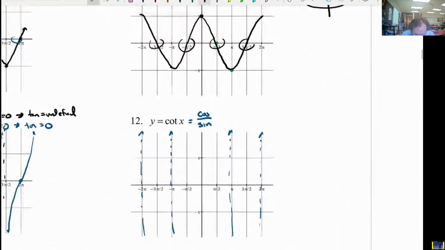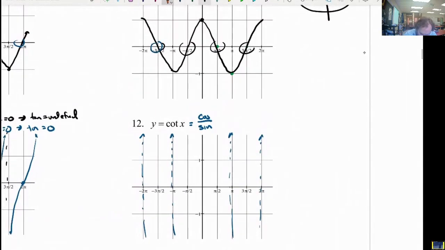And cosine is where your zeros are. Anytime cosine is 0, the cotangent is 0. So you have zeros here, and here, and here, and here. The other tricky thing about the cotangent graph is that the S shapes are flipped backwards. So your S's are going to look like this.